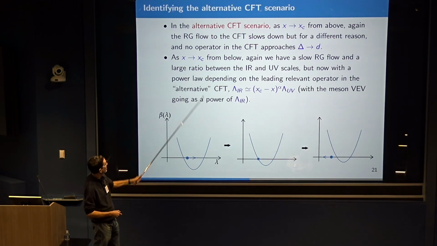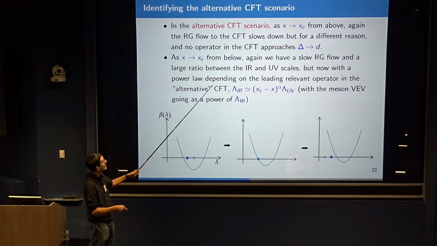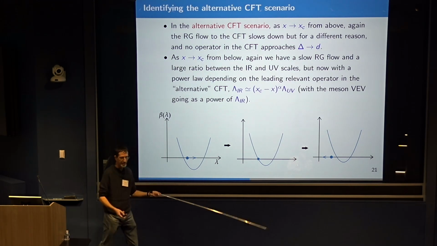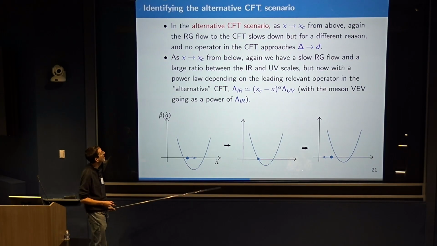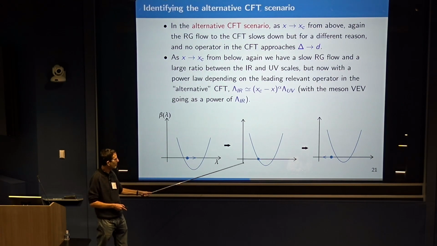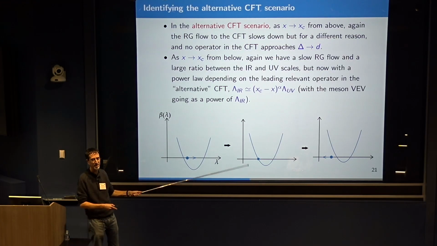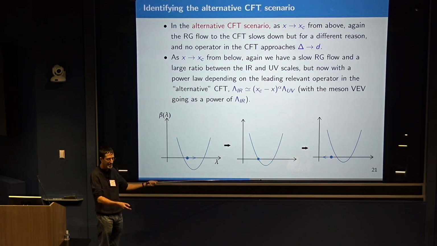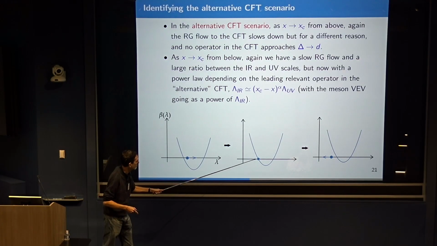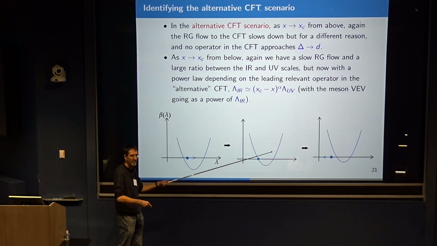The third scenario I described is this alternative CFT scenario, where at some critical value of x, we flow to this other fixed point instead of to the original fixed point that we wanted to have. In this scenario, the flow to the CFT again slows down when we approach the critical point, but now it slows down for a completely different reason. It's not that the dimension of some operator becomes small, but just that we happen to land close to this other fixed point, and of course that slows down the RG flow, but in a different way.